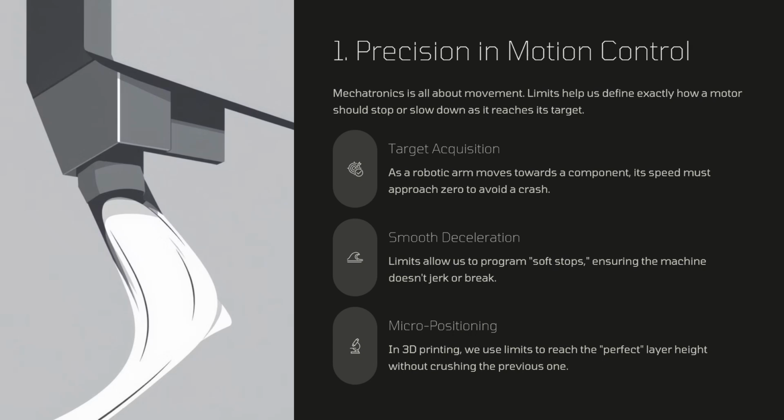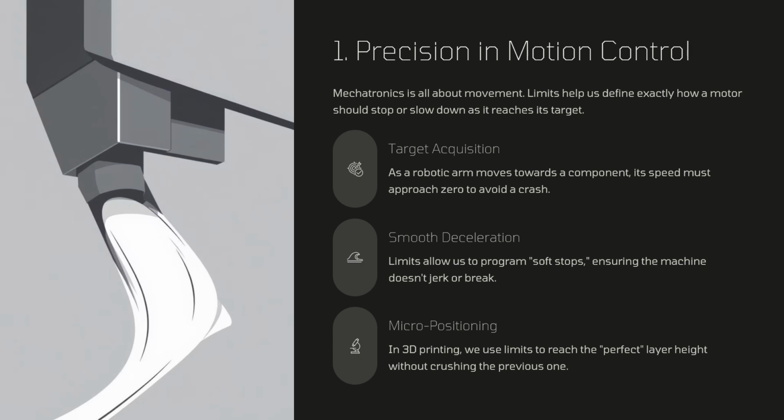Limits are important so that the machine does not move randomly. They must slow down near the target when it reaches the target. They must stop at the exact position, and limits help avoid damage and crashes to the machine. In this slide we will talk about precision in motion control in the Mechatronics degree.